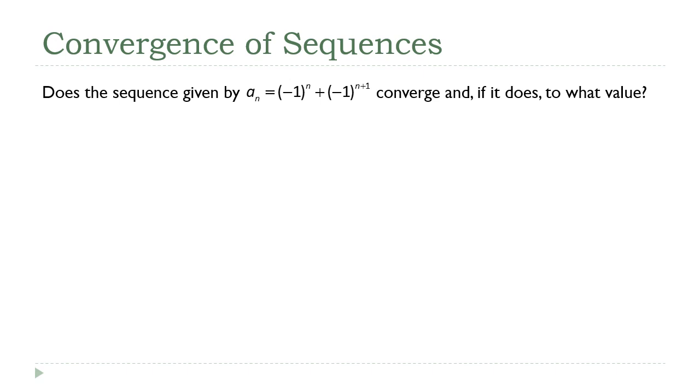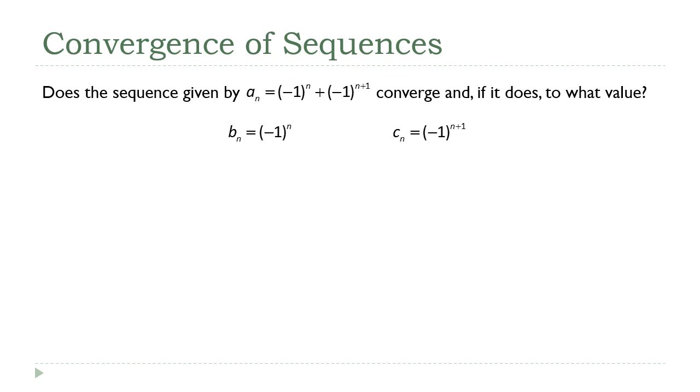So I have a sequence here for us to look at, and we want to talk about whether or not this converges, and if it does, what it converges to. So this is actually kind of an interesting sequence because if you look at the two individual components, individually, each of those sequences diverges.